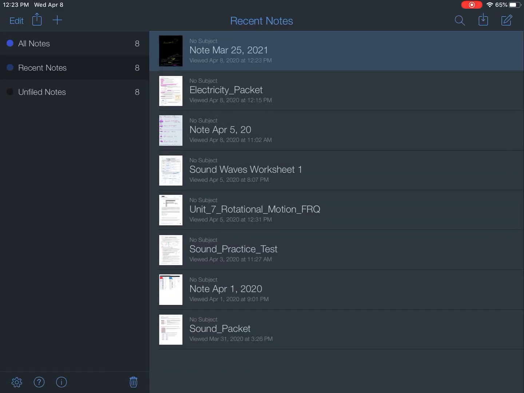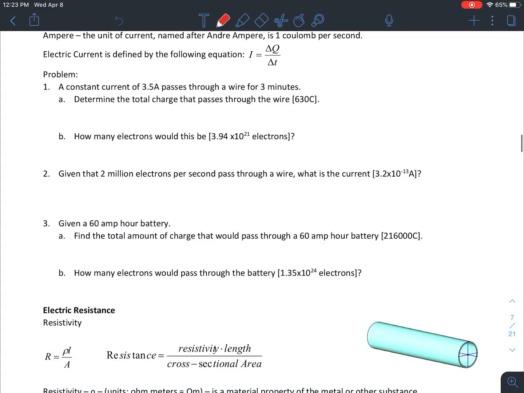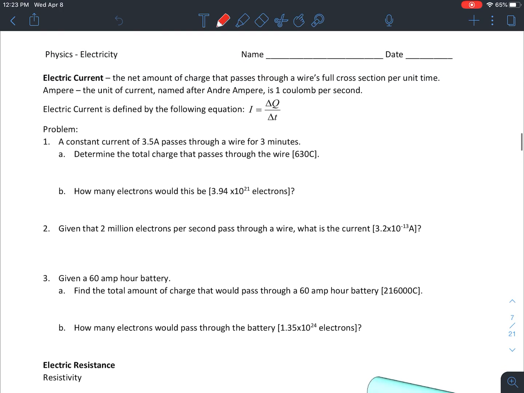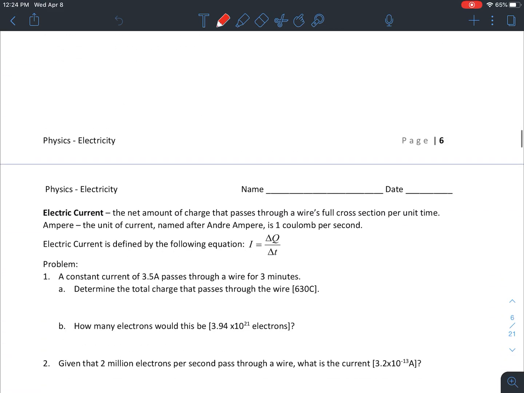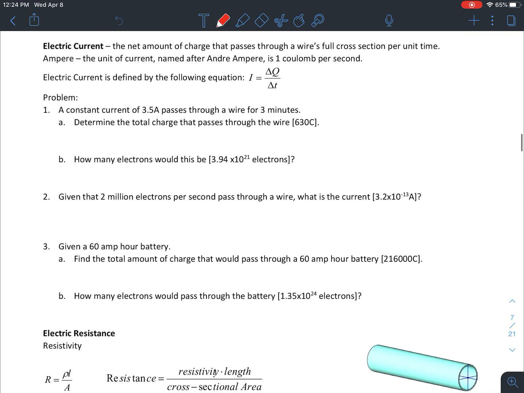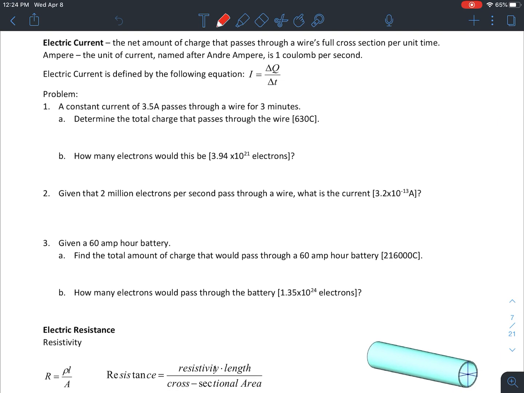So let's take a look at our packet. A couple things that we talked about. So we're going to start off on the top of page 7. I know I said that we were only looking at pages 8 to 10, but it's okay. So hopefully we see the definitions of the parts of a circuit.